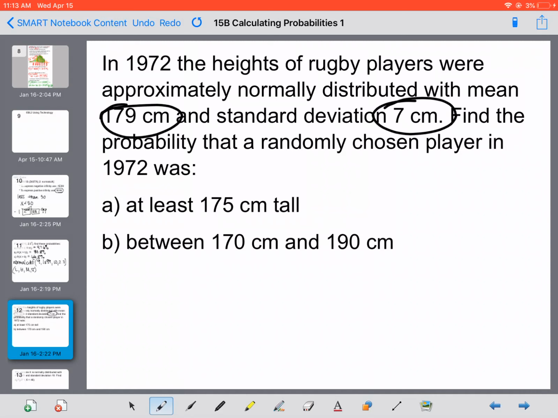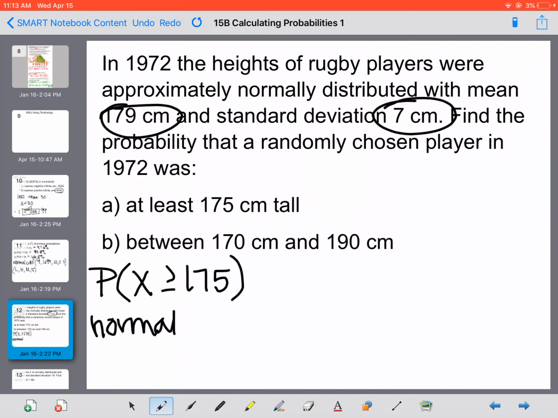And I want to find the probability that it is at least 175 centimeters tall. So we're looking for the probability that your person is at least 175 centimeters tall. So there's our inequality, so we're going to do that normal CDF. You're going to do second vars and then number 2, normal CDF.